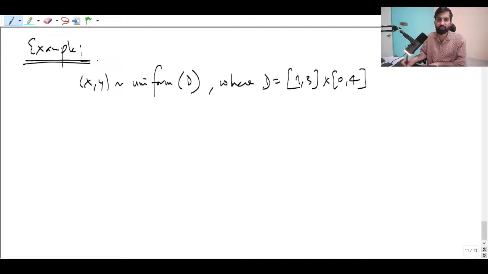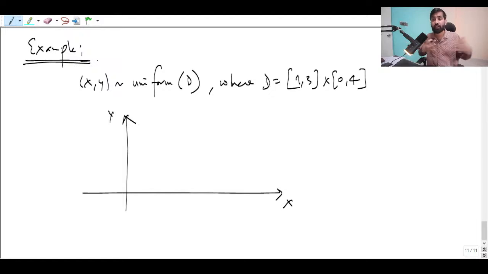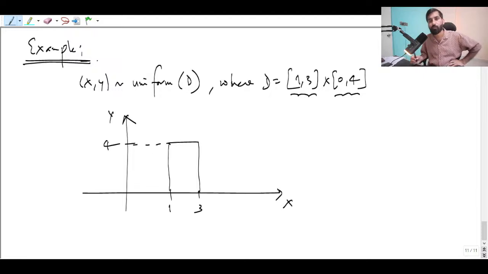So can you draw the picture here? Yes, we can draw this. So this is X, this is Y. So here you see guys, X can take the value between 1 to 3, not 0 to 3. This is X and this is Y, right? So X is taking the value between 1 to 3 and Y is taking, you can say, this kind of picture, 0 to 4.